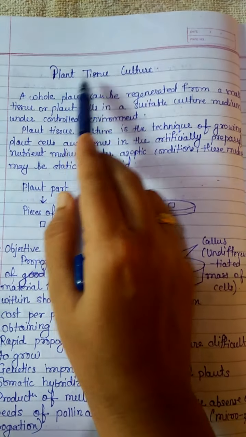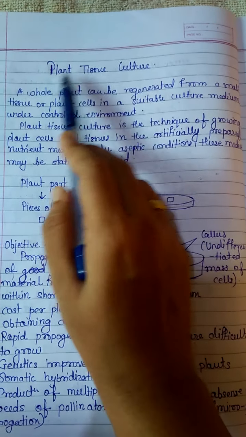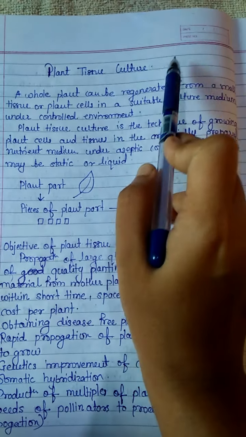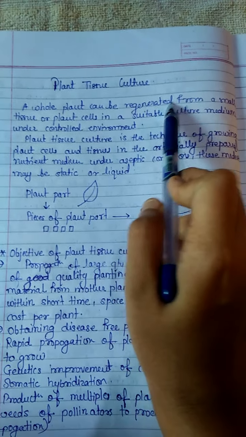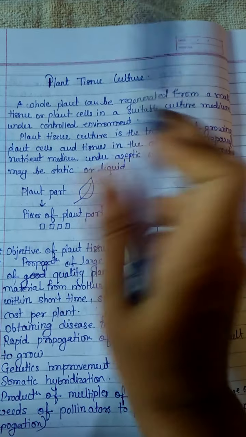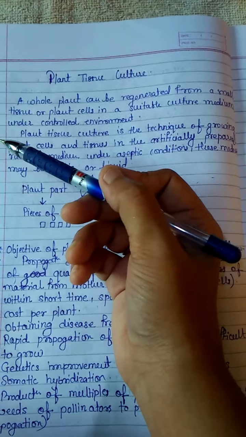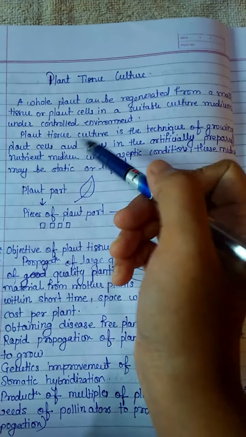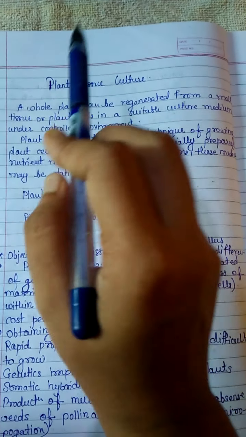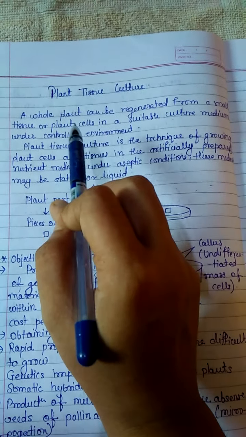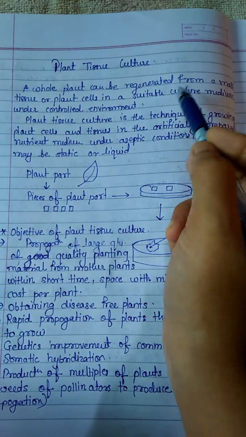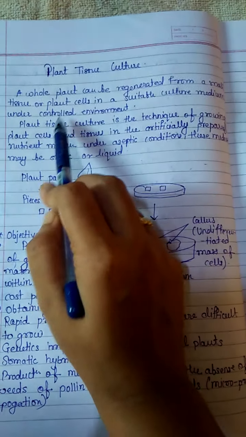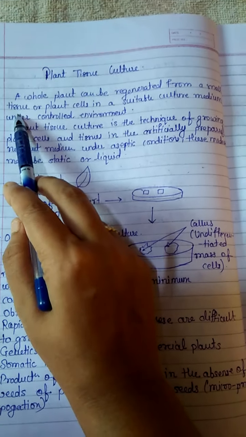Today's topic is plant tissue culture. What is plant tissue culture? It is the technique which is used for the regeneration of a new plant from a small tissue or small plant cells. And we should maintain the environment as well as the culture media, which is responsible for the growth of that plant cell and plant tissue.